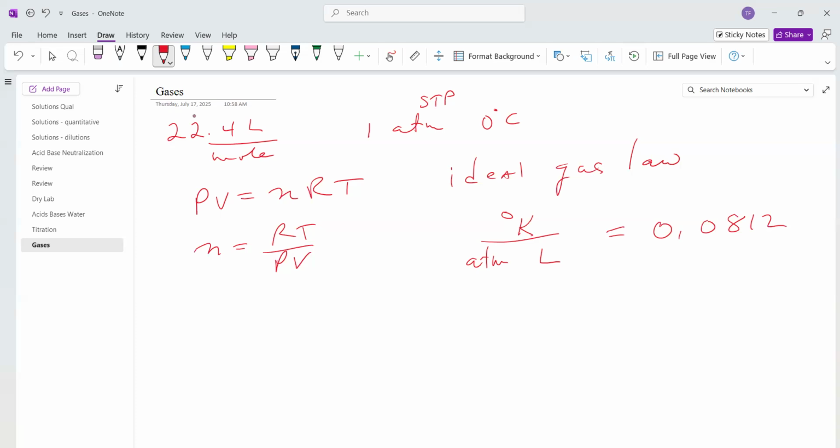Just noticing you said have 2 things there. PV equals nRT, and then n equals RT over PV. Shouldn't it be PV over RT? RT, right. Yeah.